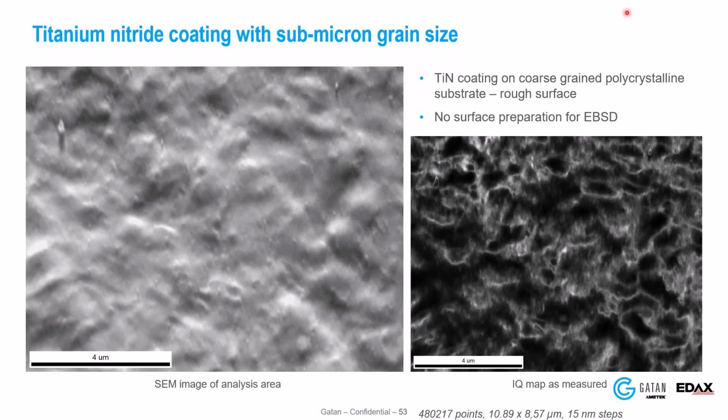So this is a cool example. This is one Renee did over in Europe: a titanium nitride coating on a polycrystalline substrate. You can see it's a rough surface, and there's no preparation. He was just doing this for fun. This is the SEM image of the area of interest, and this is the EBSD image quality map.